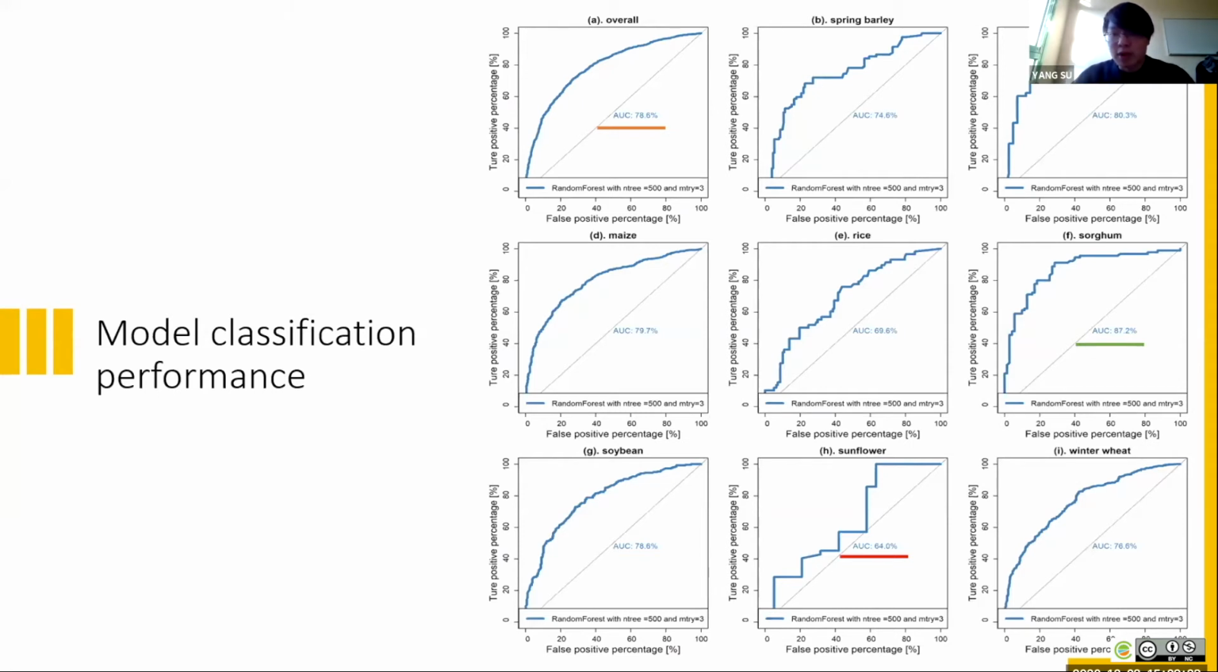But we should also notice that this performance will vary with different crop species. We found out that sorghum has the highest AUC, which is 87.2%, while the sunflower is only 64%. And this one may be linked to the number of the observations inside our data set.